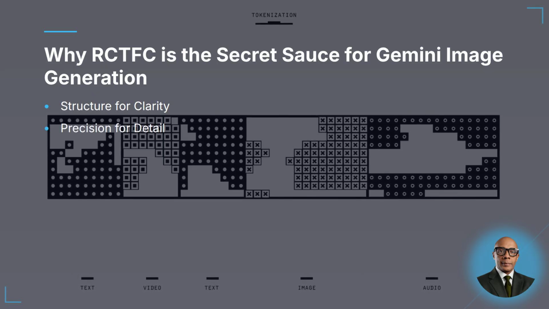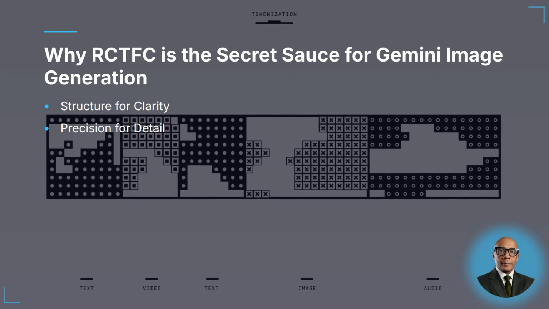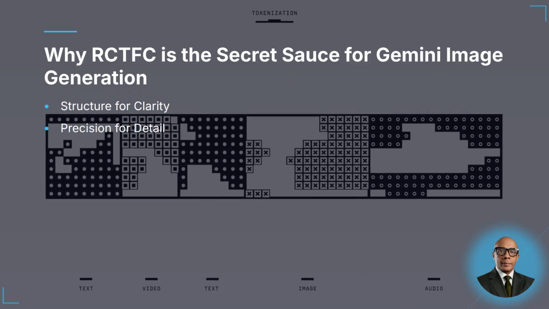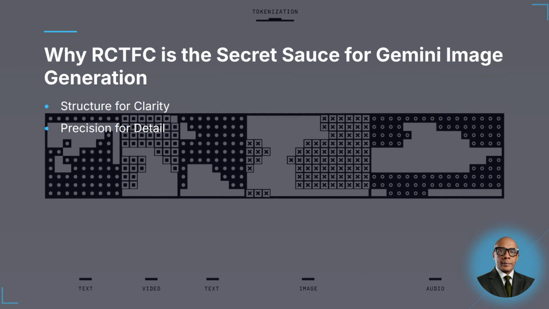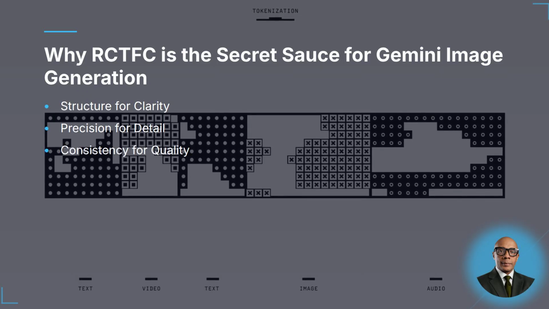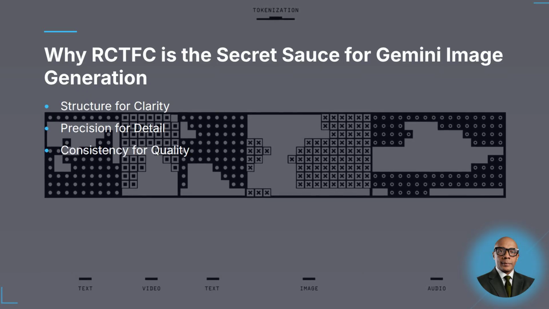Why is it so powerful for images? Because AI, brilliant as it is, thrives on clarity. Without it, you might get a lovely picture, but is it the picture in your mind's eye? Probably not. RCTFC helps us translate the fuzzy, beautiful ideas in our heads into crisp, actionable instructions for Gemini.